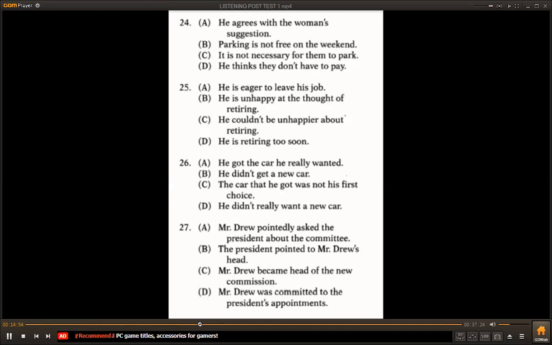Number 27. Did you hear the president's announcement this morning? Yes, the president appointed Mr. Drew head of the newly formed commission. What does the man mean?